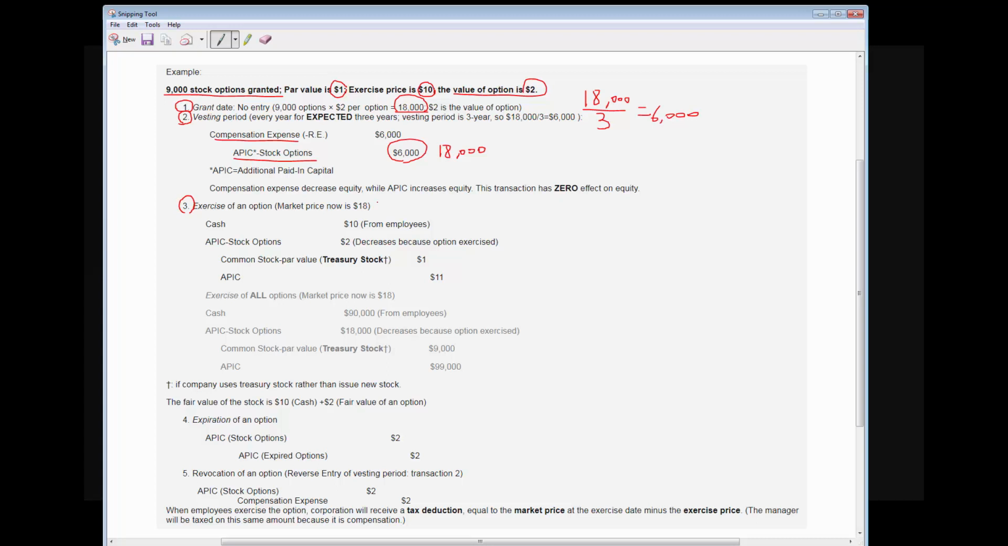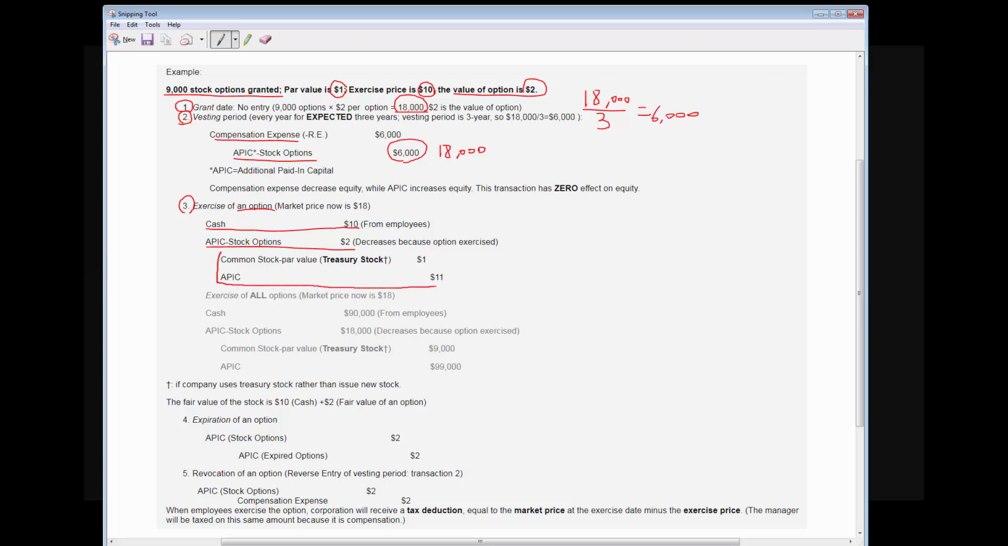The next is exercise of an option. So after the vesting period, the employees are able to exercise their option. And if we assume one option has been exercised, what happened here? Because the option is exercised, the employees are going to buy the stock at $10, and the $10 will be paid to the employer, the company. So the company will receive cash $10 from the employee, and also the additional paid-in capital stock option will be debited too. That means the stock option granted is reduced $2, or it also means one stock option has been exercised.